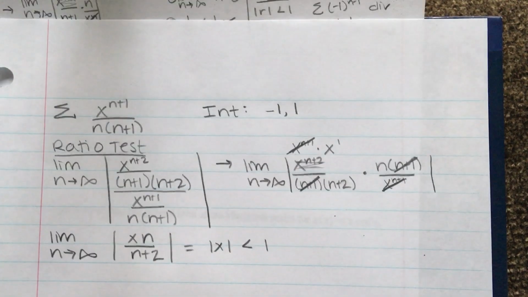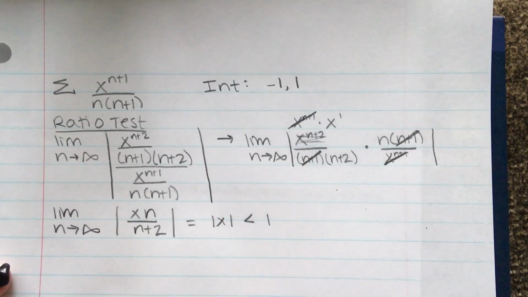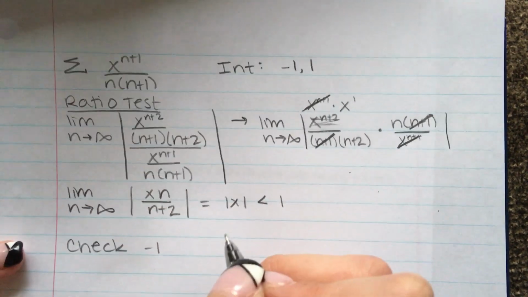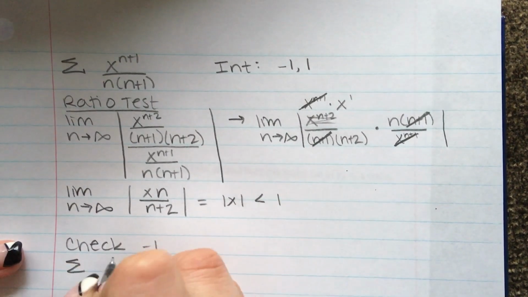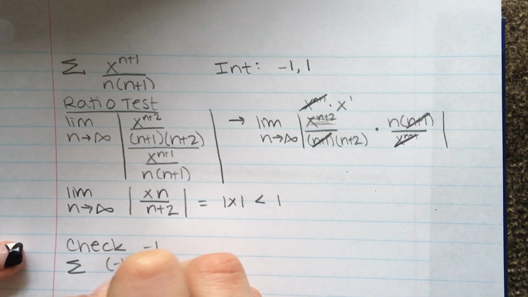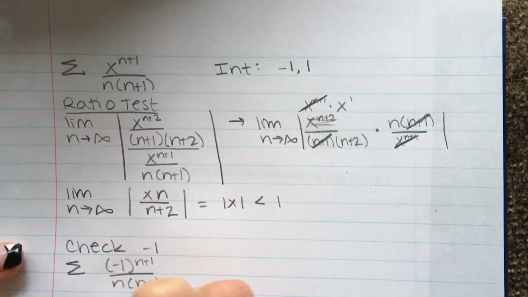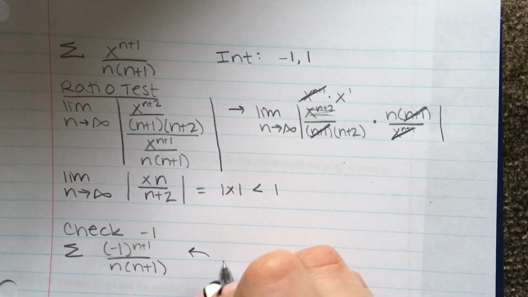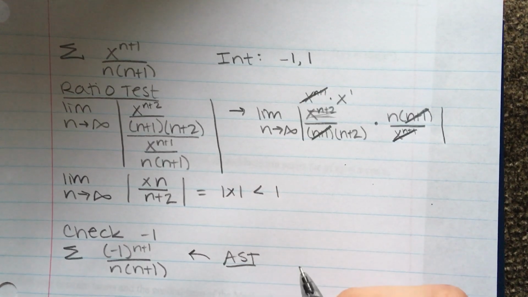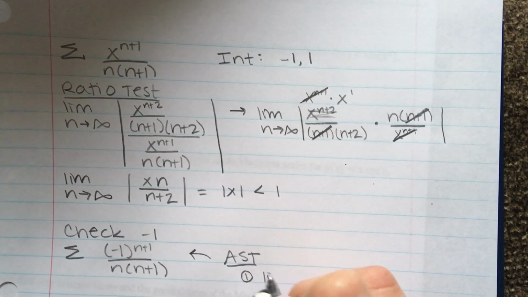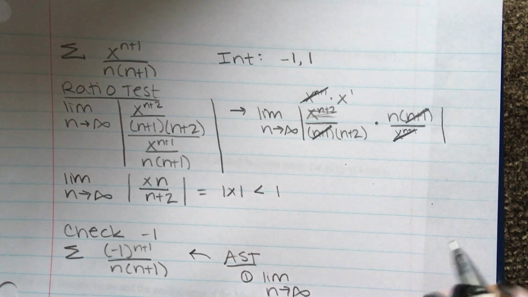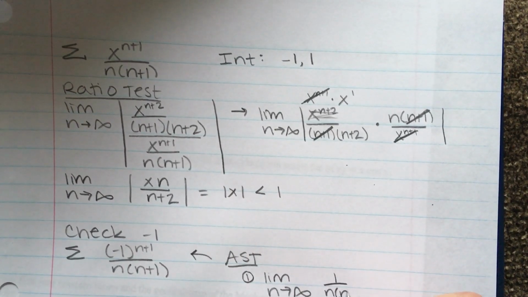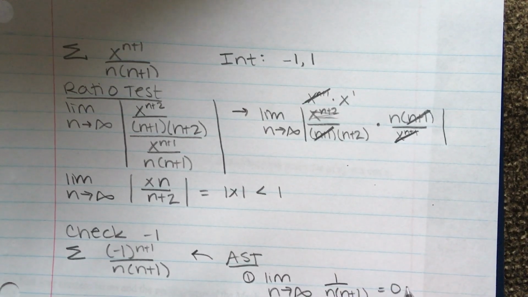And so now we just have to go back and check those two endpoints. So I'm going to check -1. So I want to see what happens. I've got (-1)^(n+1) over n(n+1). And this right here is an alternating series test. So the first condition that we check is to make sure the limit as n goes to infinity, and I ignore the alternating part, I'm just looking at this part. I want to make sure that limit is 0, which is true.